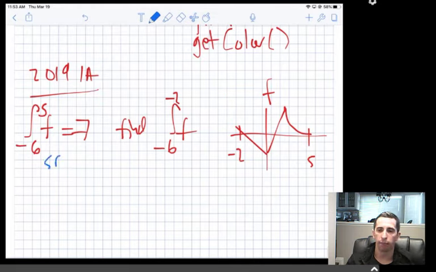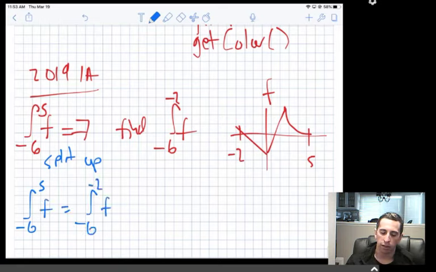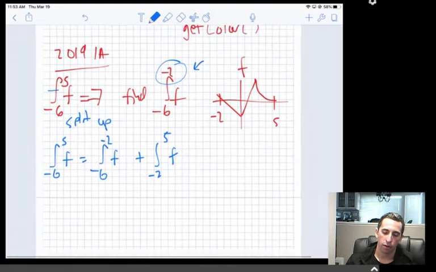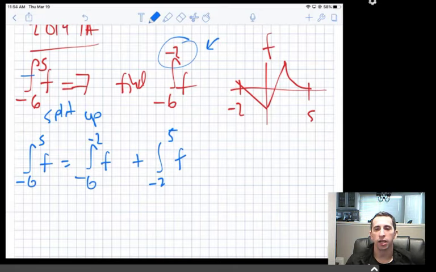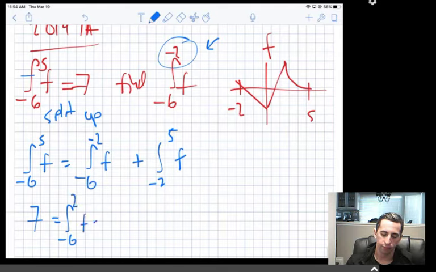and split it up. So if I go integral from -6 to 5 of f, that's the same as going -6 to -2 of f plus the integral from -2 to 5 of f. And I'm splitting up at -2 because that's the point they gave us, which is in the middle here. So the integral from -6 to 5 of f is 7. So it's saying 7 equals the integral we're trying to find plus the integral from -2 to 5.